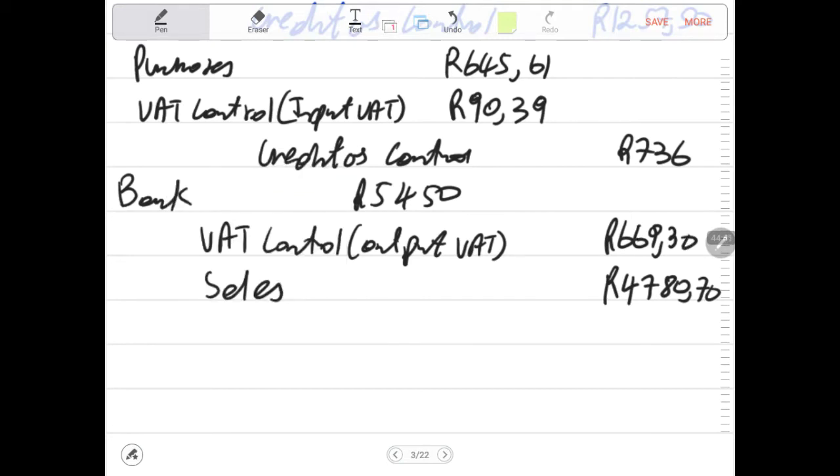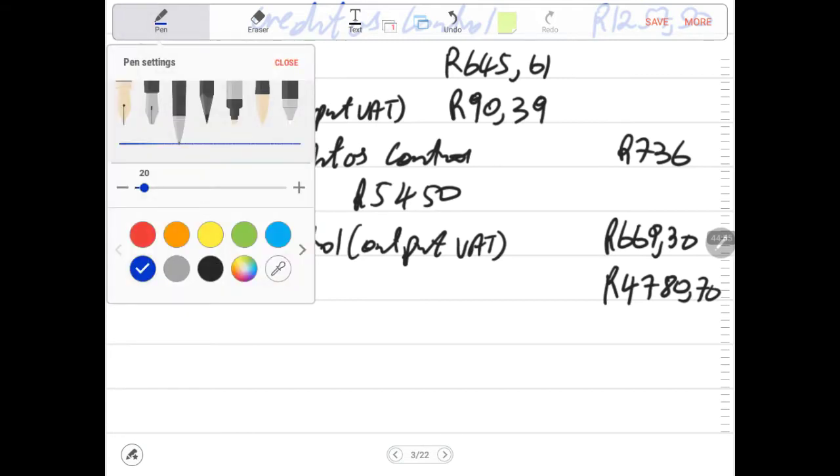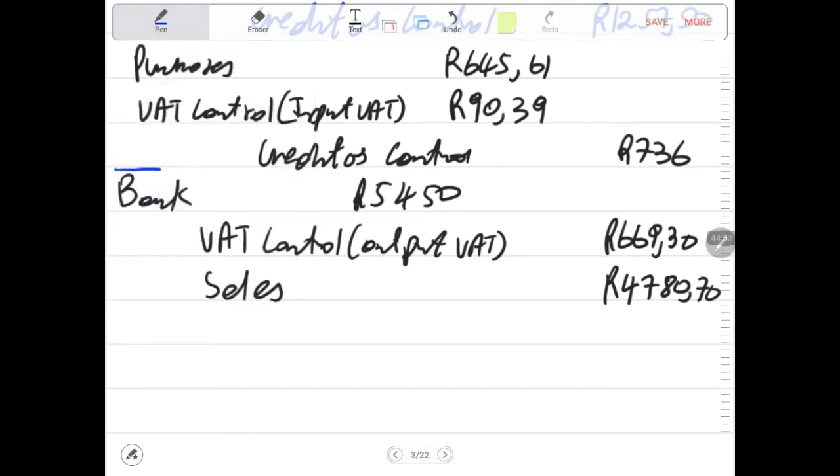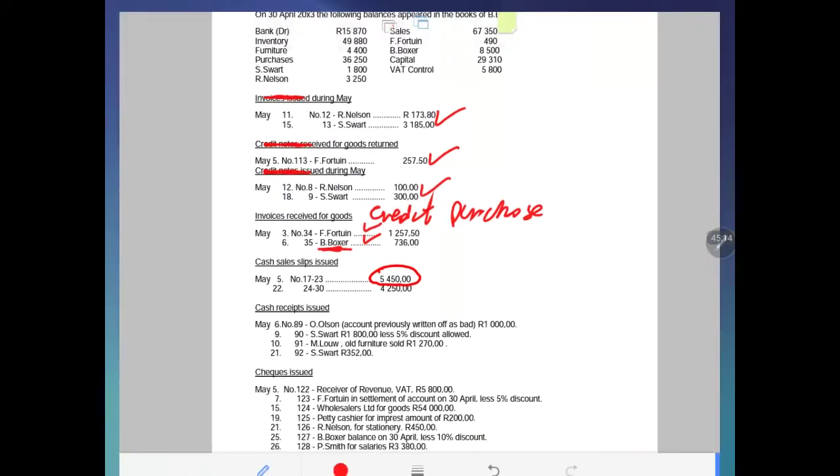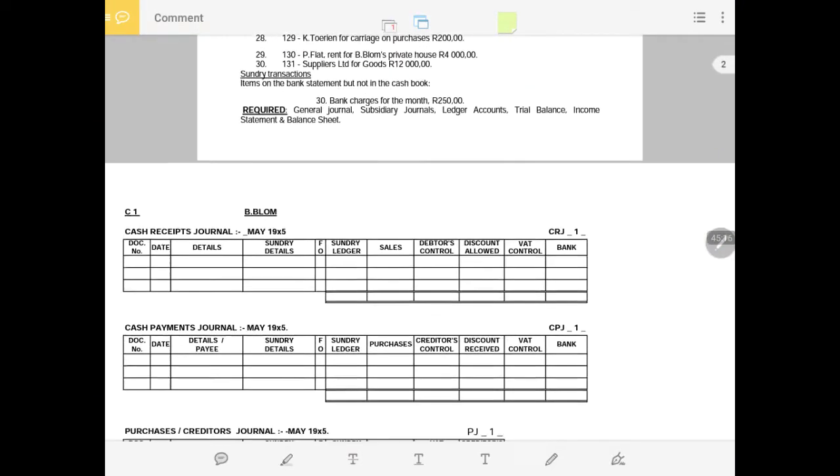cash receipt journal item. Let me just draw a line here to show that we are tapping into another journal, cash receipt journal. Now we need to look for the column called bank, look for the column called VAT control, look for the column called sales. Then we record these figures in their respective columns. Let us go and do that immediately.